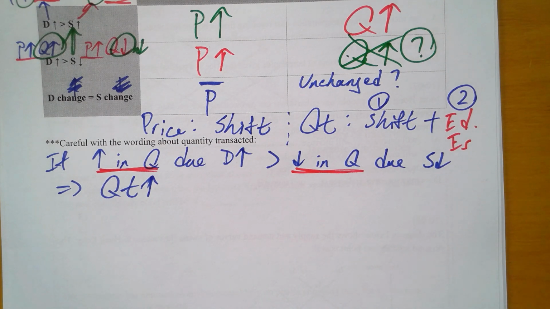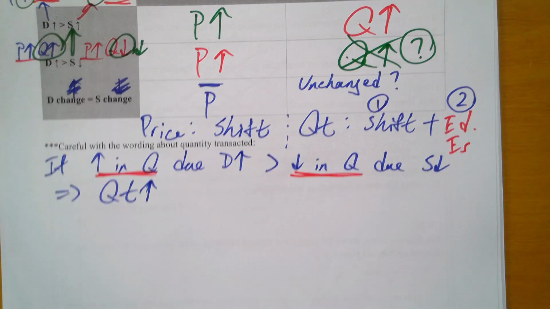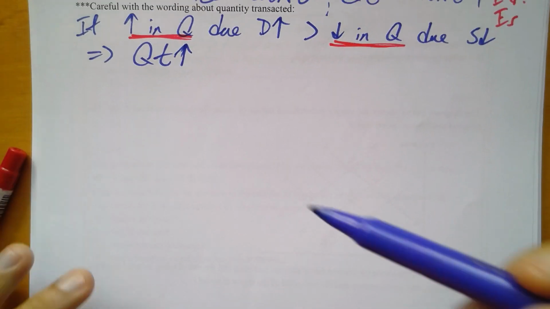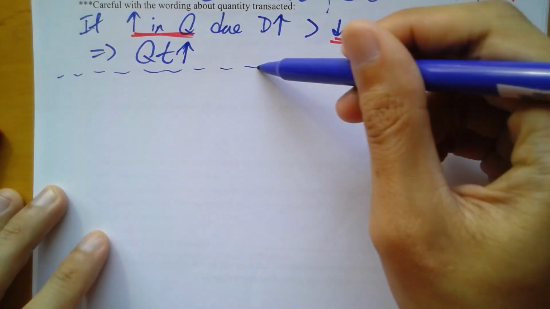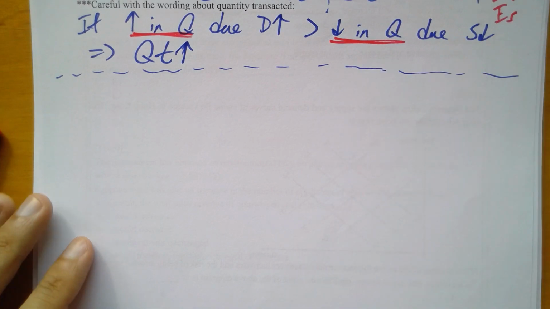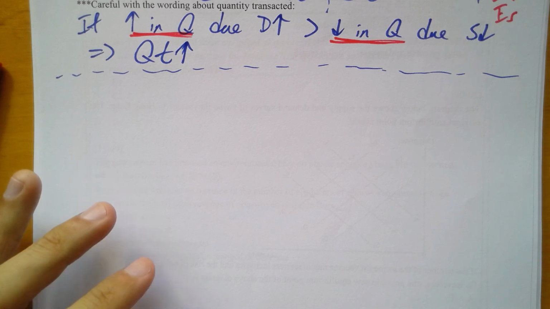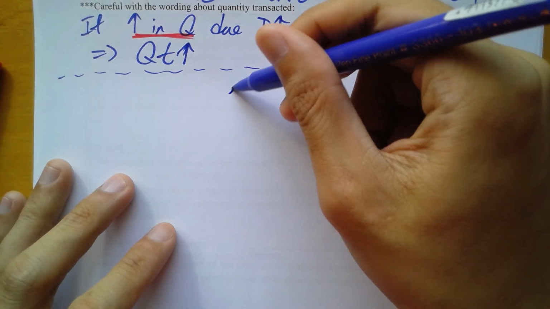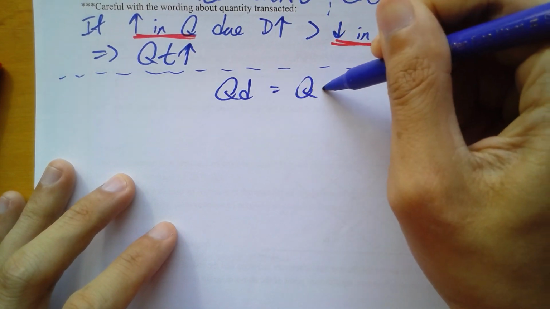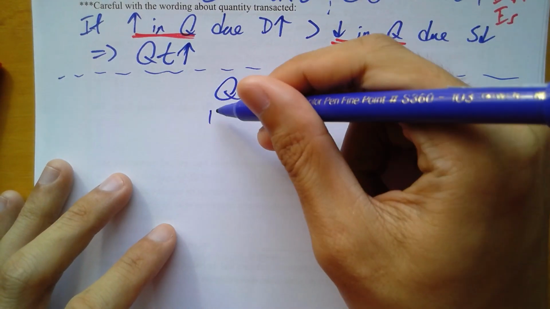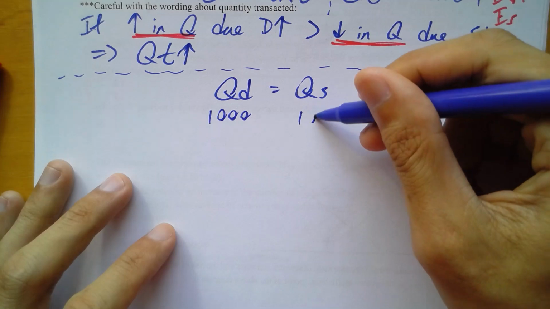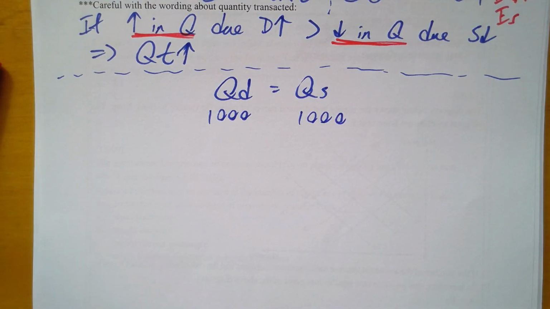Now let's think about why. Okay, now let's do some logical thinking. I skipped the graph here. Let's think about the logic first, okay? Remember when we talk about equilibrium, QD equals QS. Let's say originally 1000. Now this is equilibrium.